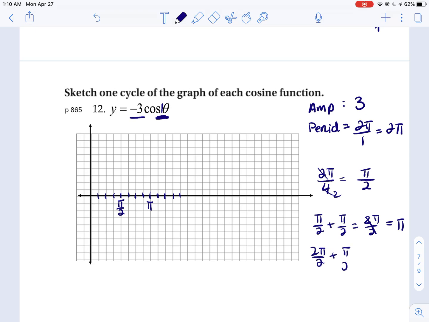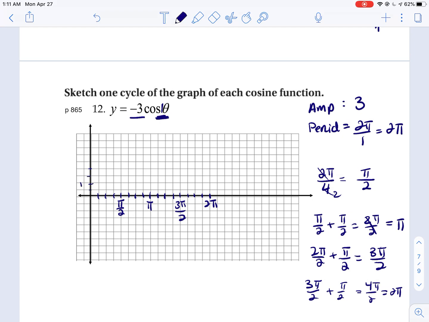1, 2, 3, 4. I'm going to take my 2 pi over 2 and add another pi over 2. Again, I'm taking the not reduced form so that I can add my fractions. That's 3 pi over 2. And last but not least, 3 pi over 2 plus pi over 2 gives me 4 pi over 2, which is 2 pi. Okay, so if you notice, those happen to be my quadrant angles. If you remember radians at all, those are my quadrant angles. So that's something to keep in mind.